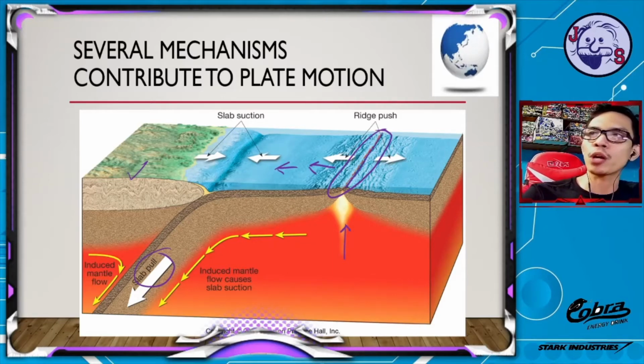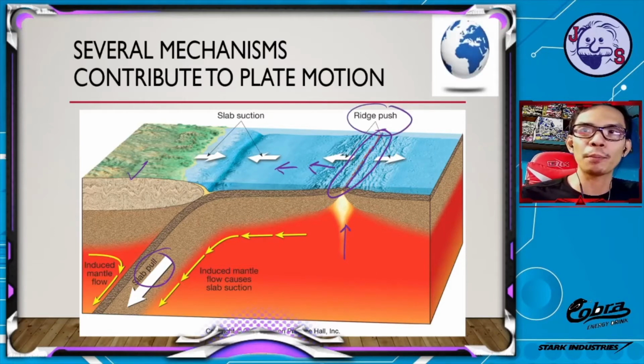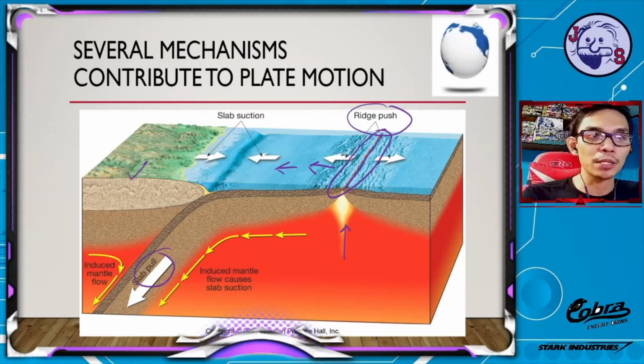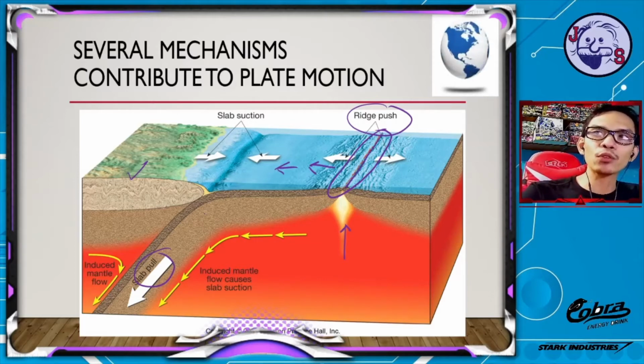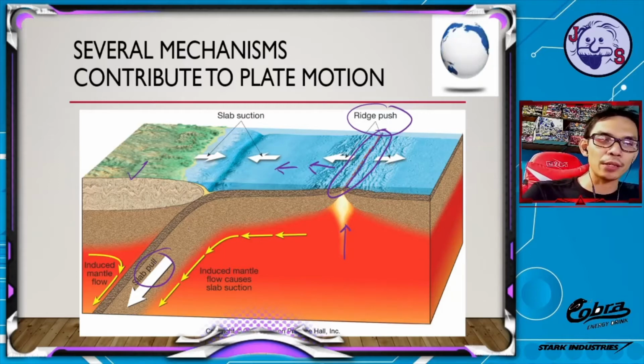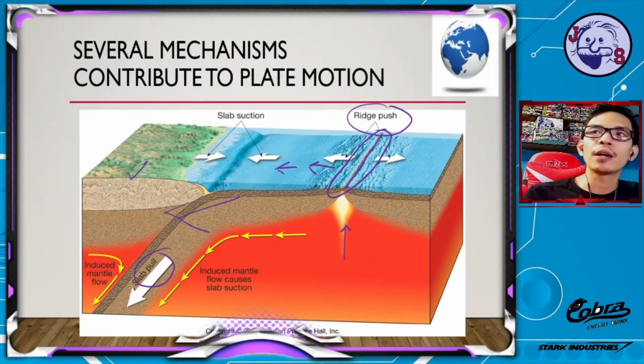these two movements that you have right here must be present at all times. What will likely happen if one of them is absent? For example, if only ridge push is present, the Earth will likely grow bigger, because it will continue to be supplied by more material coming from the mantle, and if there are no subduction zones or slab pull on this part, the Earth will grow bigger.